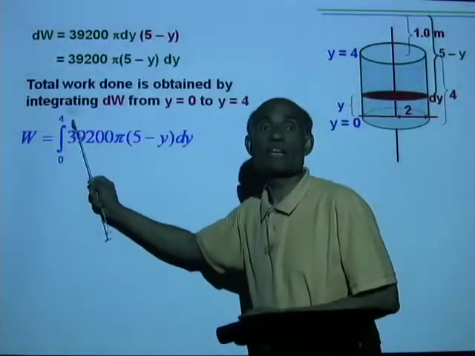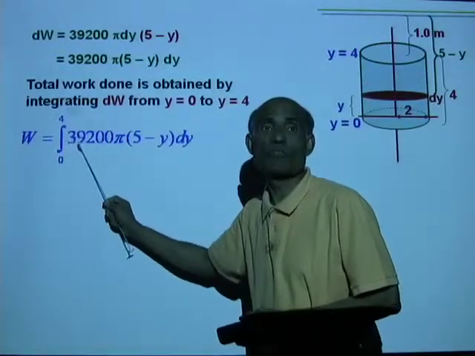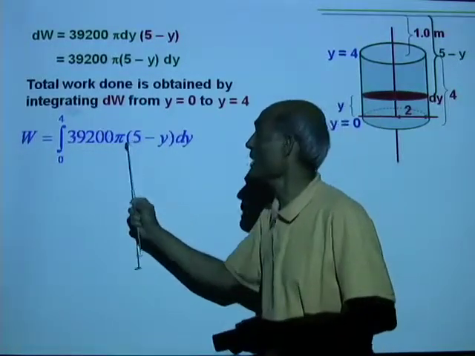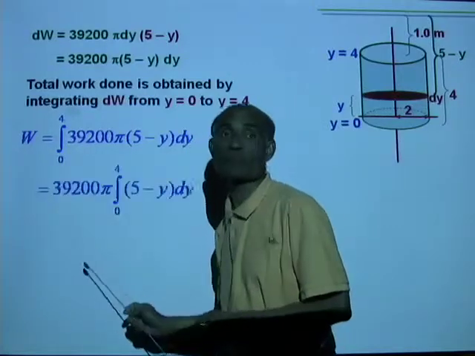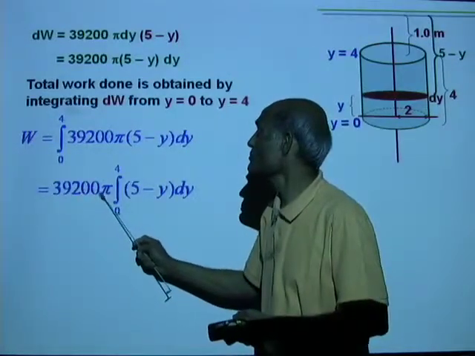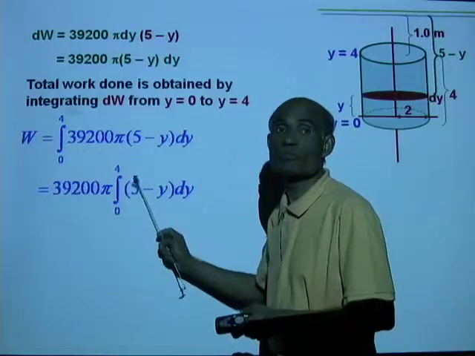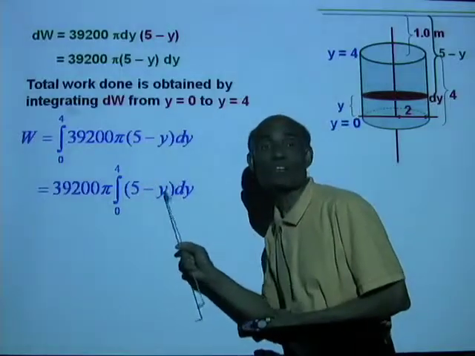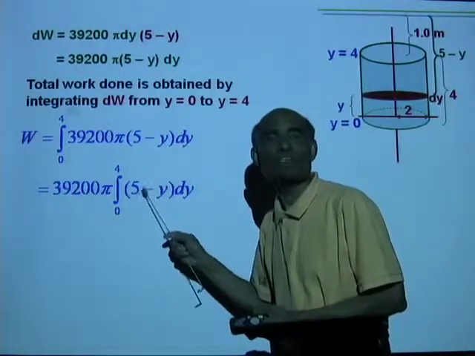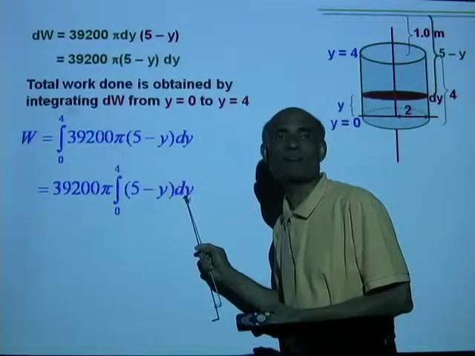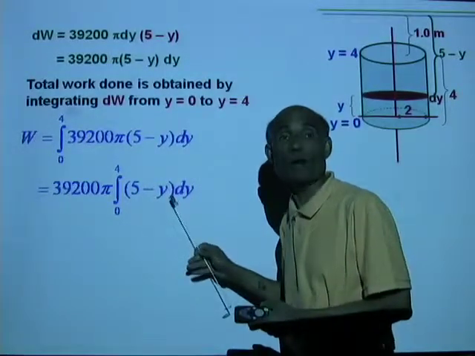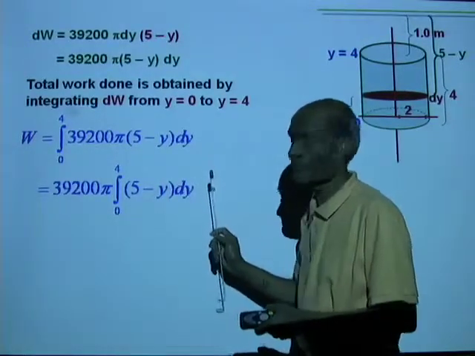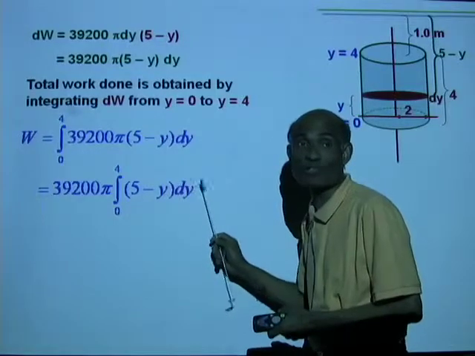So total work done is the integral from 0 to 4 of 39,200 pi times (5 minus y) dy. And this constant now comes out. That is 39,200 pi times the integral from 0 to 4 of (5 minus y) dy. We can now integrate these. These are very simple integrals. What is the integral of 5 dy? It is 5y minus, what is the integral of y dy? That will be y squared over 2.